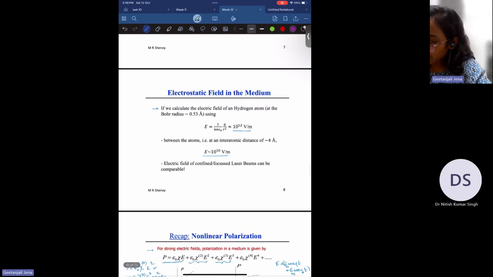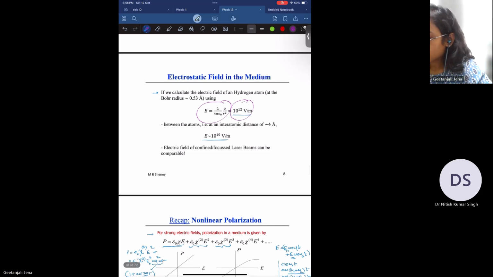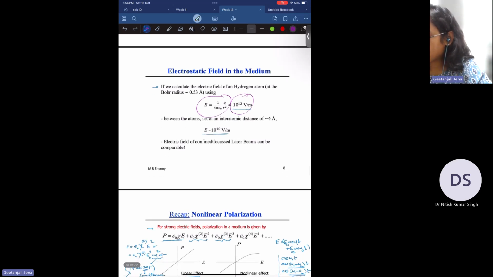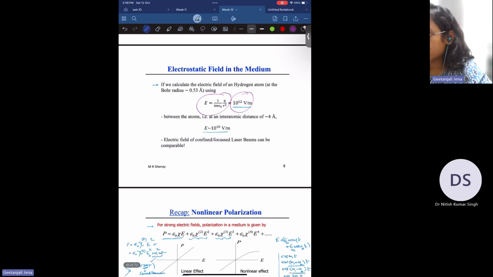This is the typical electrostatic field magnitude for a hydrogen atom. For a hydrogen atom, if you put the values of Q and r as 0.53 angstrom, then you get an electric field around 10 to the 12 volt per meter. And this electric field is comparable, and it can be confined and focused using a laser beam.